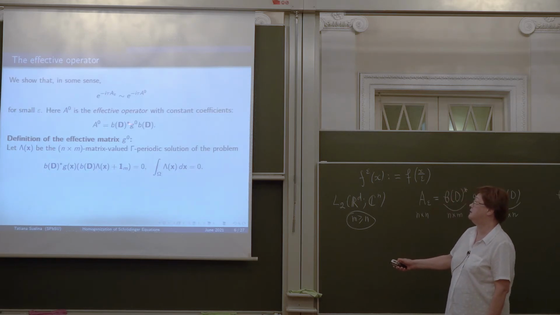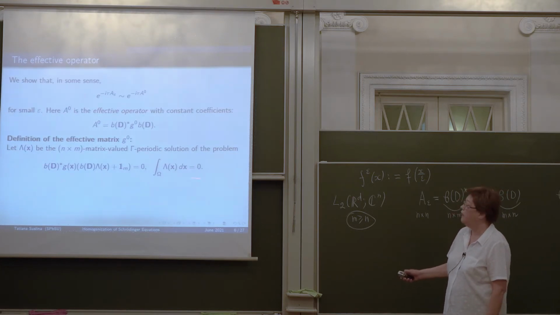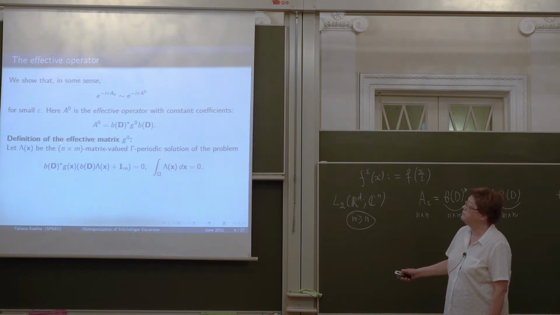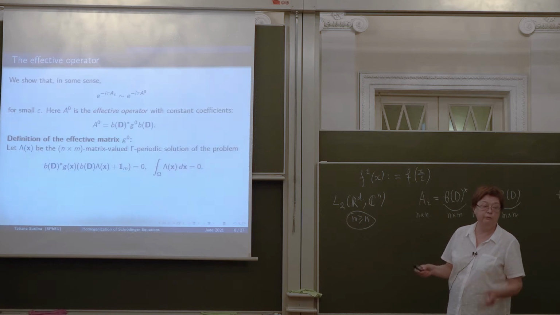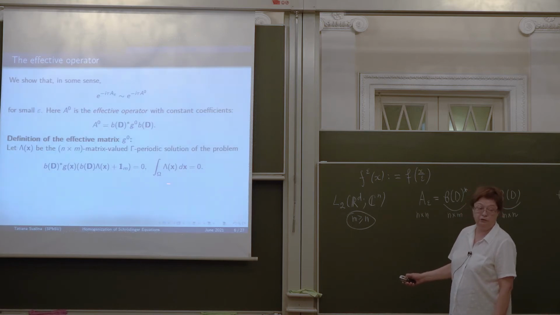In order to define the effective matrix, first we have to consider the so-called cell problem. This is the cell problem. By Lambda of x, we denote the matrix valued gamma periodic solution of this equation. It is an elliptic equation on the cell, on omega, with periodic boundary conditions. And we fix the solution by this condition. The mean value of Lambda is equal to 0.